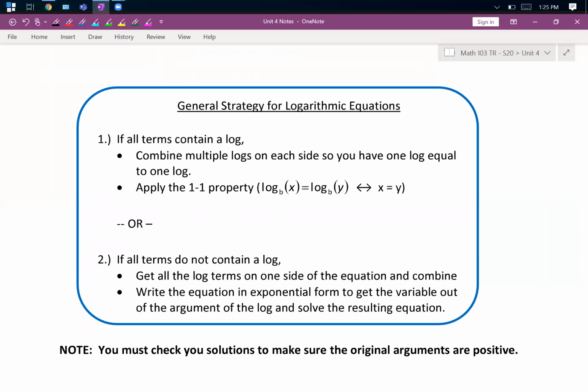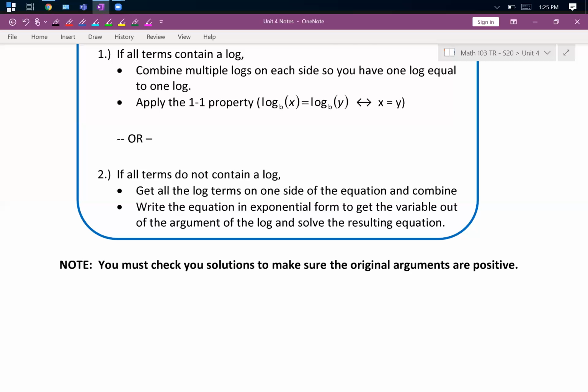And that's why we practiced combining logs earlier, last week or the week before. So once you get it to 1 log equal to 1 log, we'll apply the one-to-one property and simply set the arguments equal to each other and then solve. If every term in the equation does not have a log, well, then we're not going to be able to use the one-to-one property, and instead we're going to have to rewrite it in exponential form.